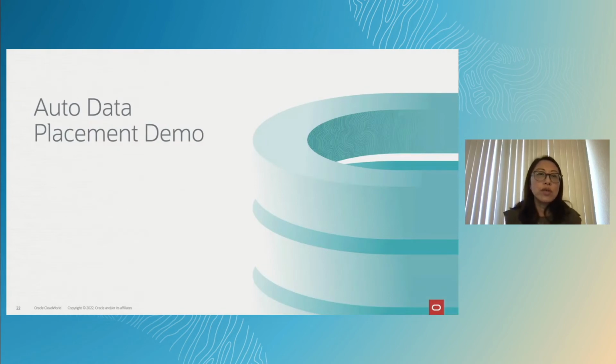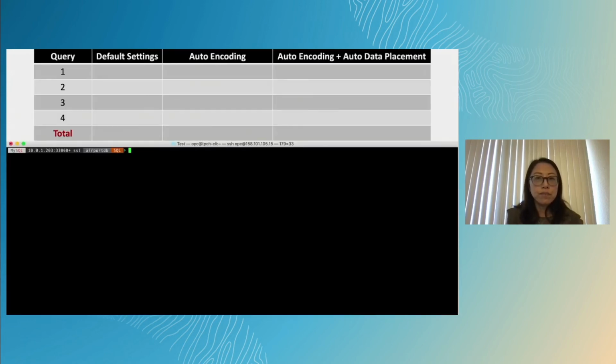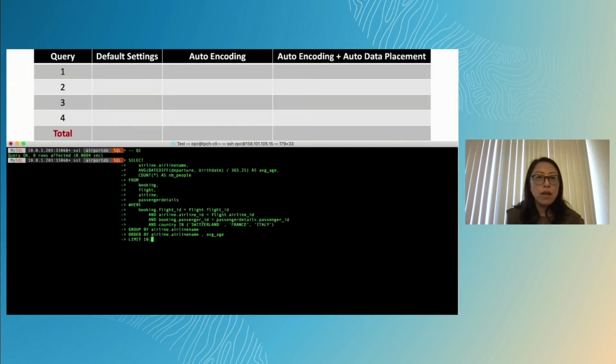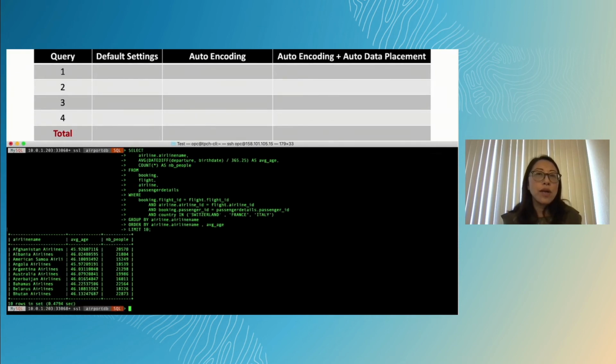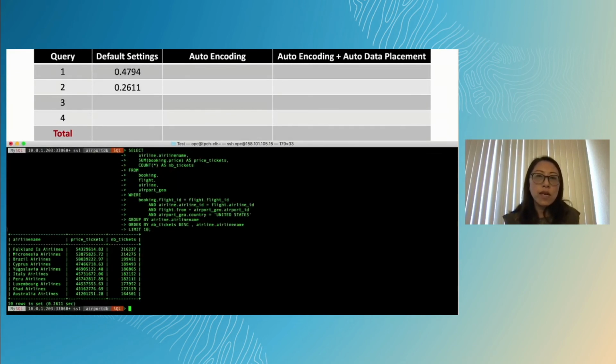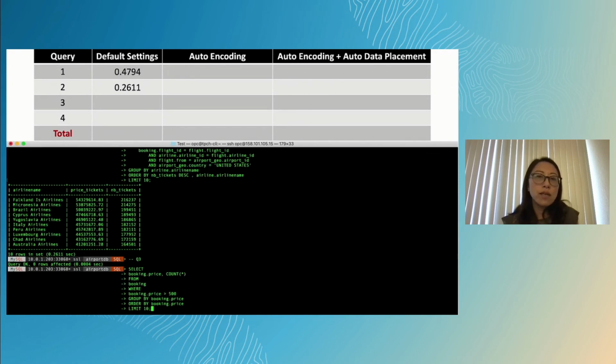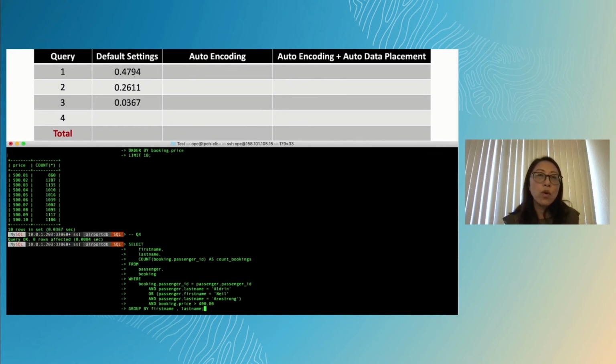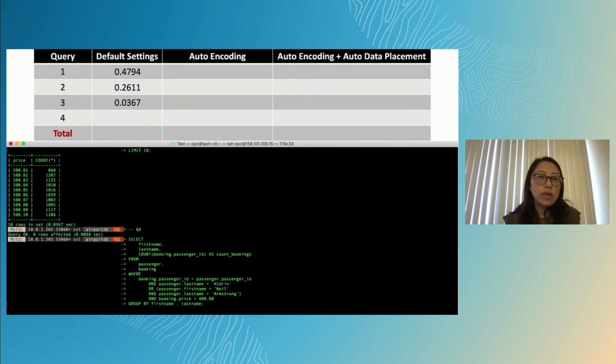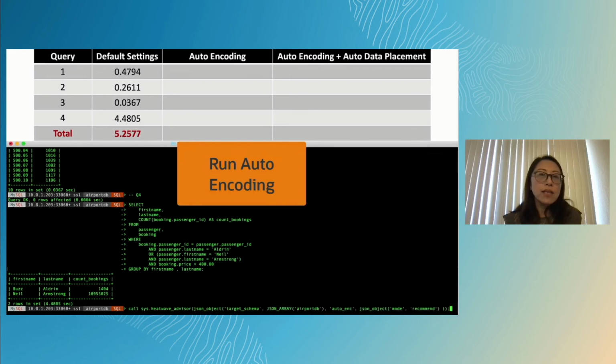So now I want to show you a demo of not just data placement, but also data encoding, and how the two combined together can improve the performance of the system. As you can see here, right now I'm using the default setting without any encoding and data placement. I'm running those 4 queries. On the top, in the table, I'm listing the runtime for each of the queries, and then the total time.